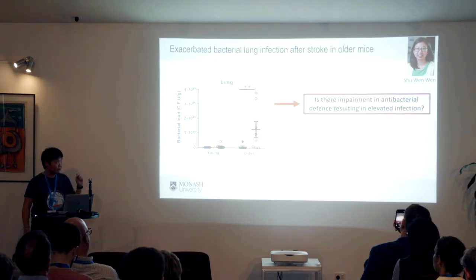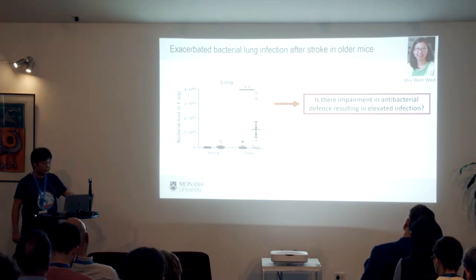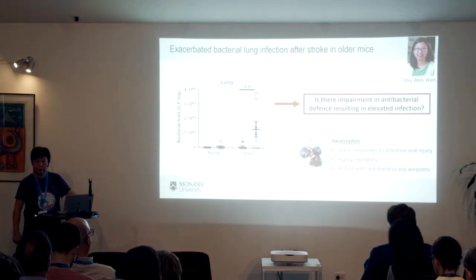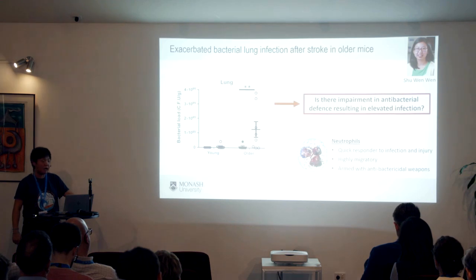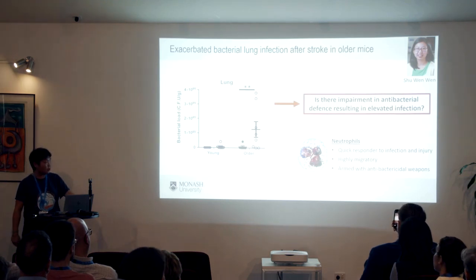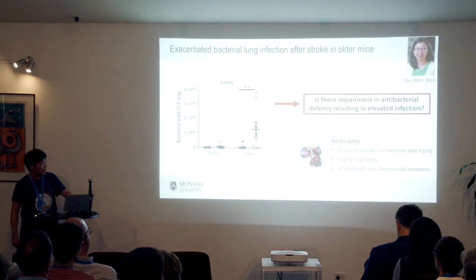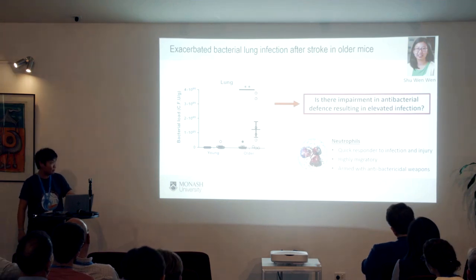Now, what is the antibacterial function in the lung? One cell that we are particularly interested in is called neutrophil. We've heard a couple of talks about these. They are really quick and fast responders for infection and injury. They're highly migratory, they're fast. They're armed with antibacterial weapons.